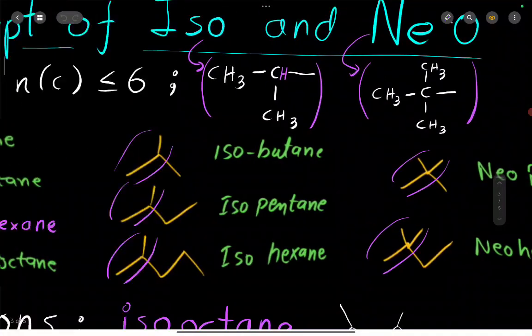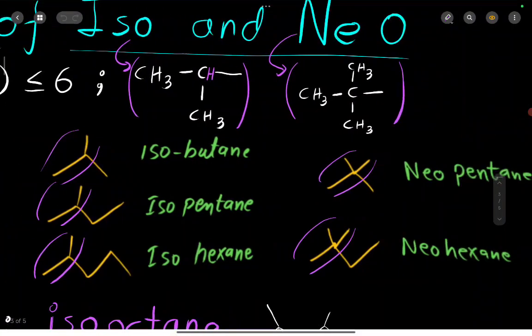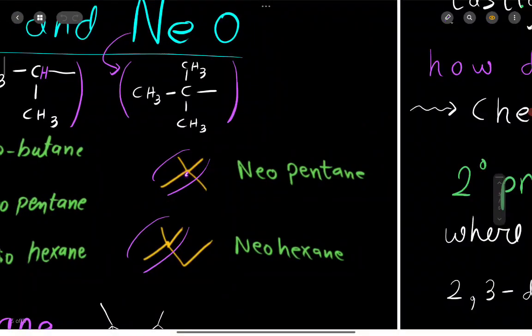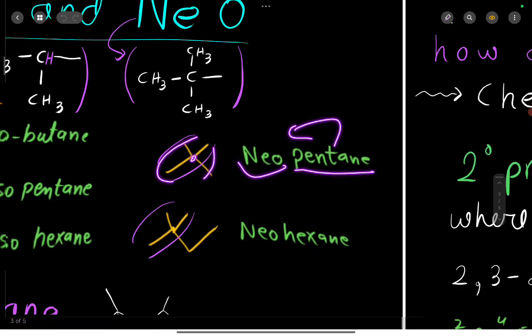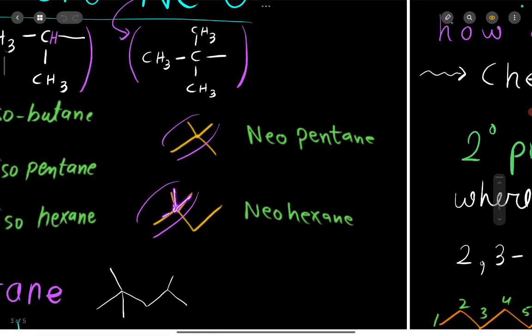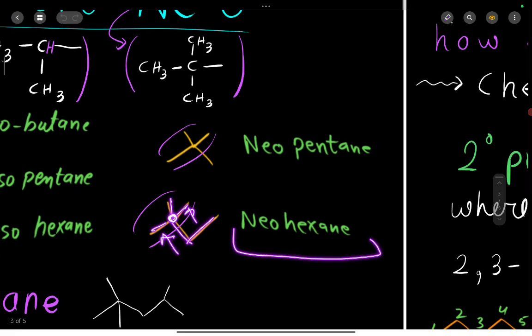Neo is the same thing, but instead of a single branch there are now 2 branches. Like this was the second last carbon, and now suddenly there are 2 branches. So 5 carbons are there. This is not just called pentane but neopentane, and this is called neohexane, because again at the second last carbon 2 extra branches have been added.